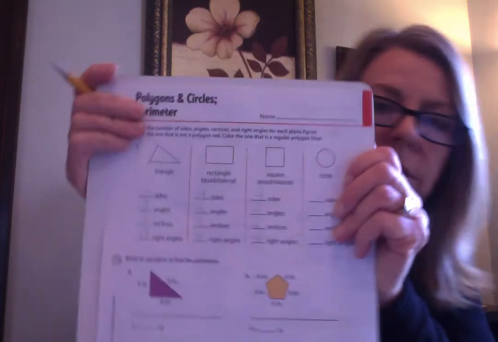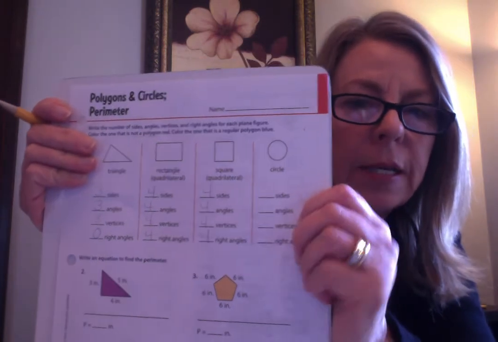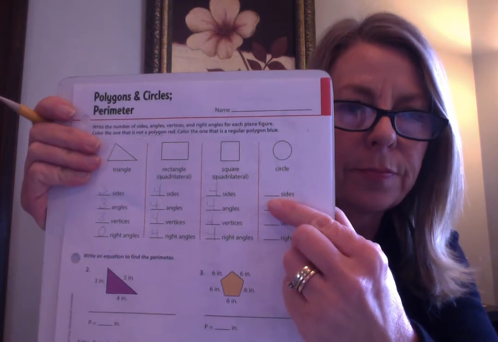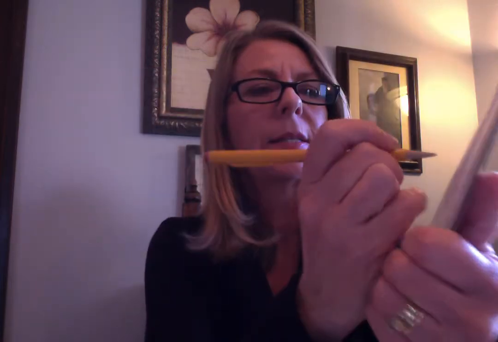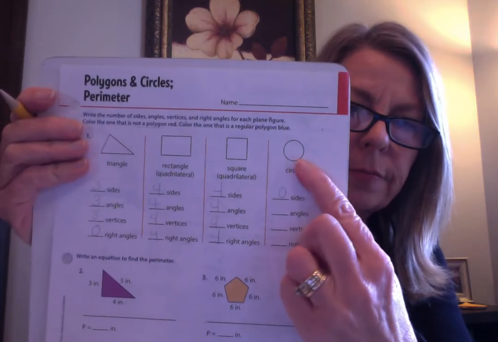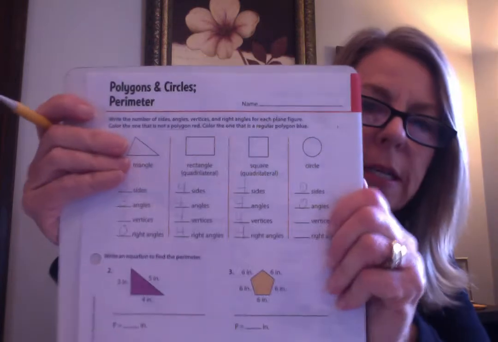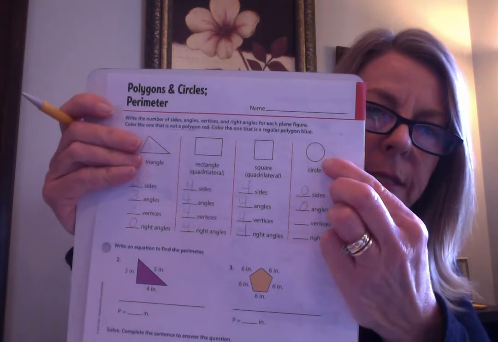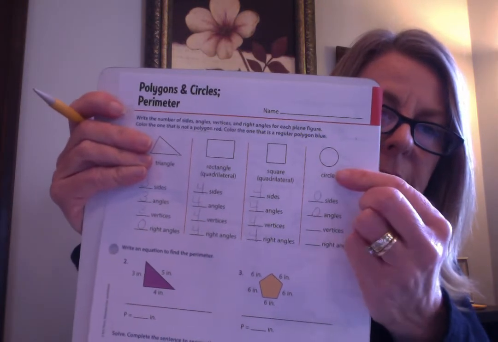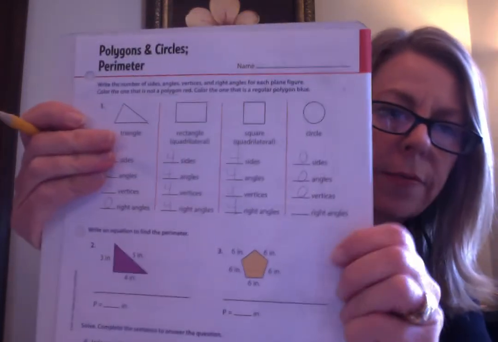Okay, then we come to our circle, not a polygon, because it has how many sides? 0 sides. Okay, how many angles does it have? How many corners? That would be 0 also. How many vertices where the line segments come together? Well, there are no line segments, so we have no vertices. And of course, if we have no angles, we definitely have 0 right angles also.